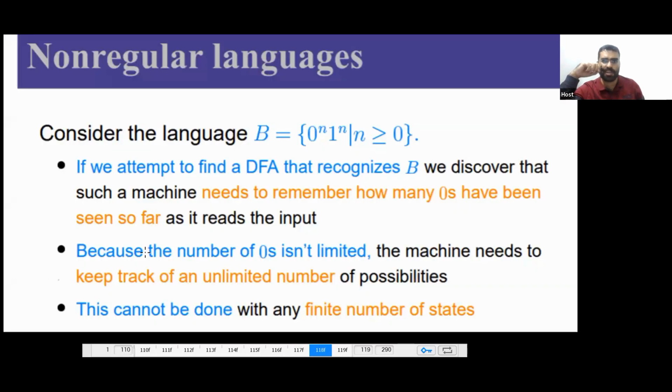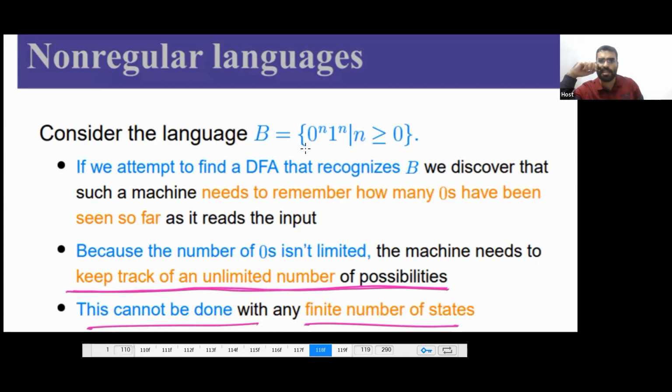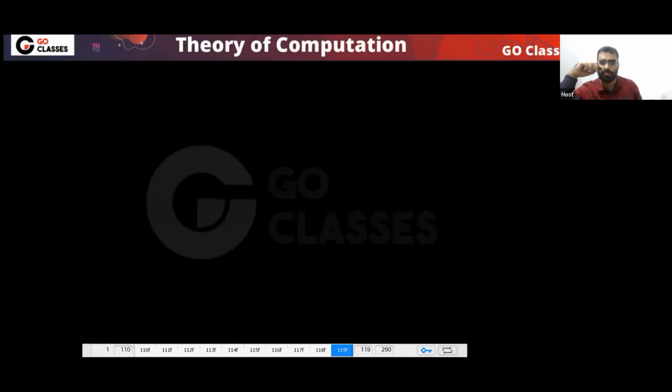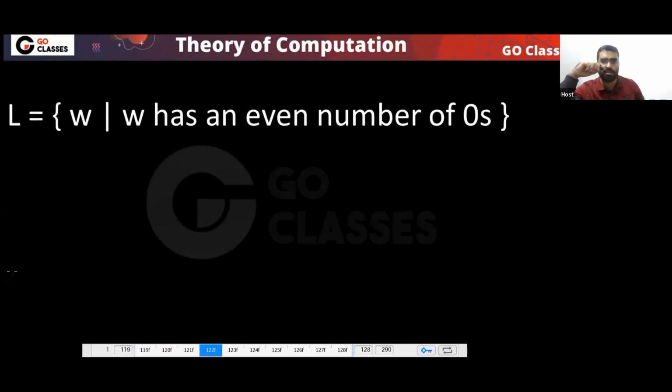Remember, this is very important: you need to keep track of an unlimited number of possibilities. This you cannot do using a finite number of states. That is the reason this language is non-regular. Now let's move on to the next question.